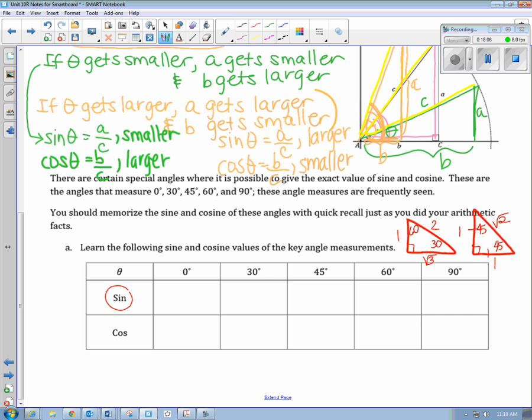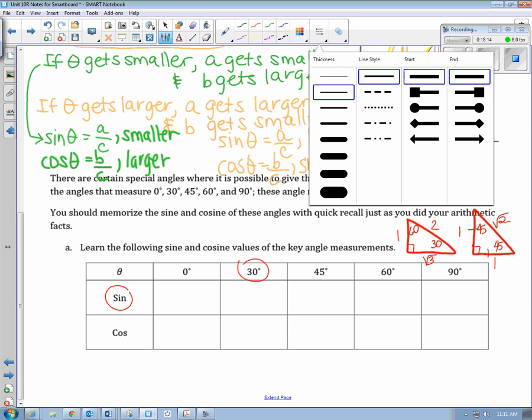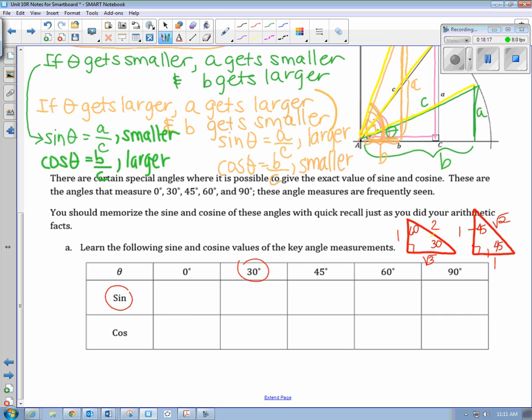If we're doing the sine of a 30-degree angle, here's my 30-degree angle. It's opposite over hypotenuse, so it's 1/2. For the sine of a 45-degree angle, it's opposite over hypotenuse, so it's 1 over radical 2, which, don't forget, you need to rationalize, which gives you radical 2 over 2. And you could work your way through on all of these and figure out what they were.